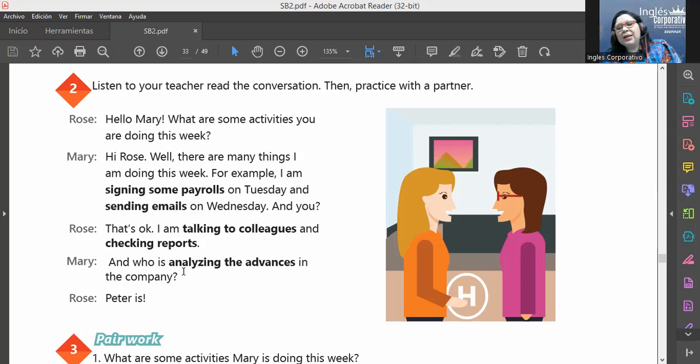Entonces ahí utilizamos también, ¿y quién lo está haciendo en este momento o quién lo va a hacer, verdad? Porque no tenemos el contexto right now, pero como al principio decíamos this week, ¿verdad? Entonces lo asumimos en el contexto. So it's during this period of time, all right? And who is doing that?